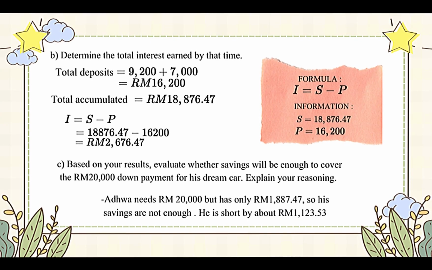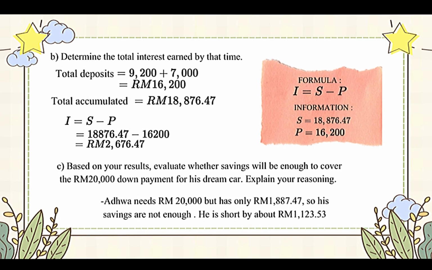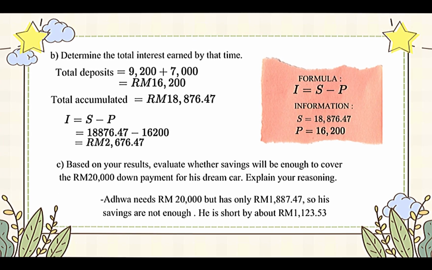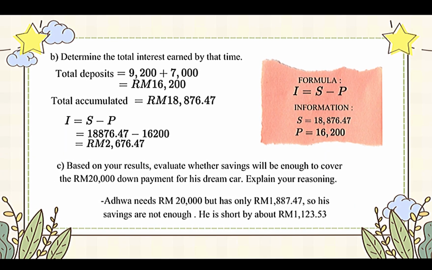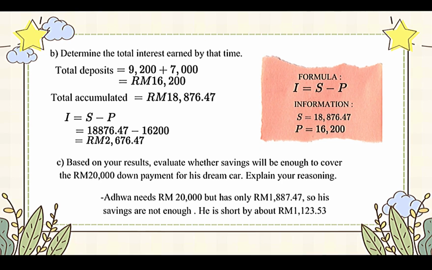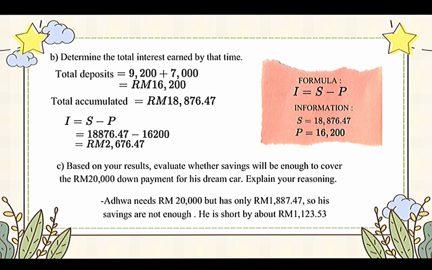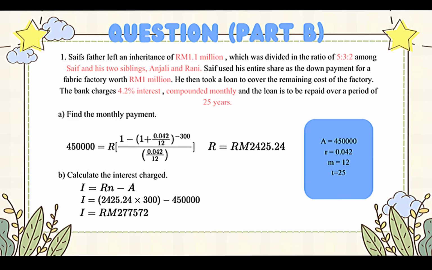For question C, based on your results, evaluate whether Adwa's saving will be enough to cover the 20,000 ringgit down payment for his dream car. Explain your reasoning. The answer is no. The goal is to have 20,000 ringgit, but he only has 18,876 ringgit 47 cents. So he falls short by 1,123 ringgit and 53 cents.